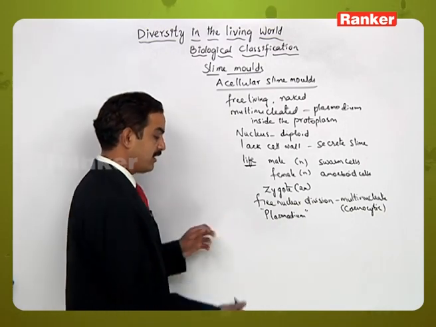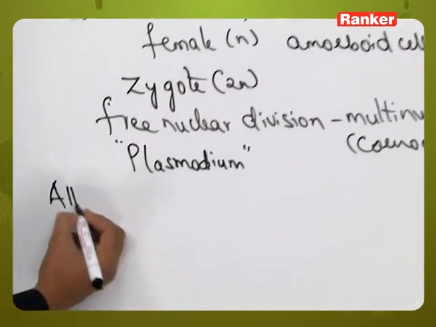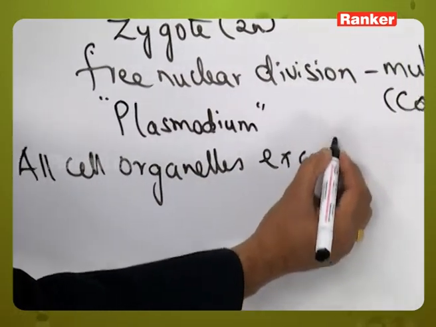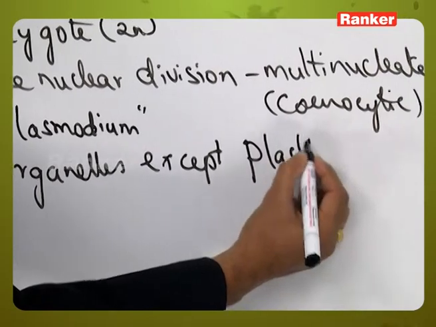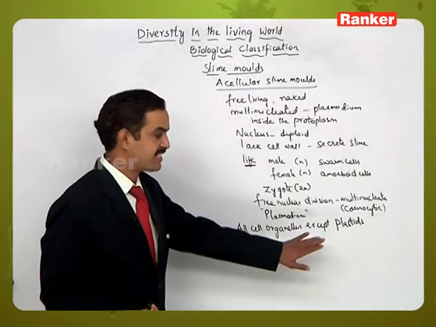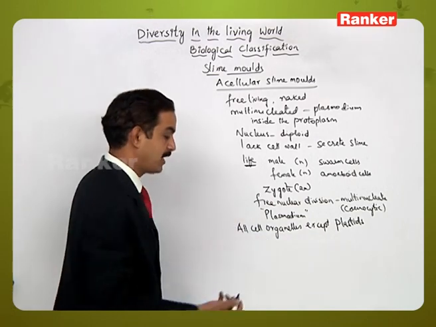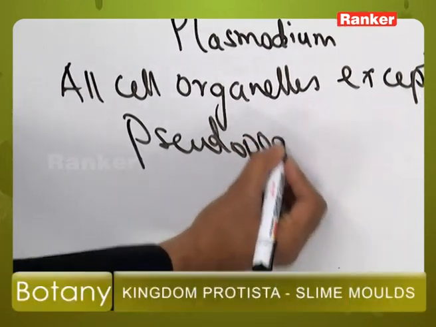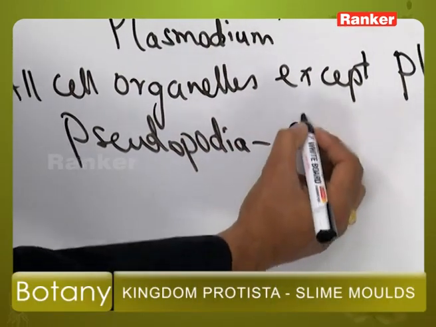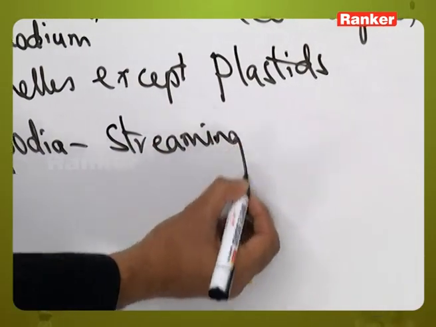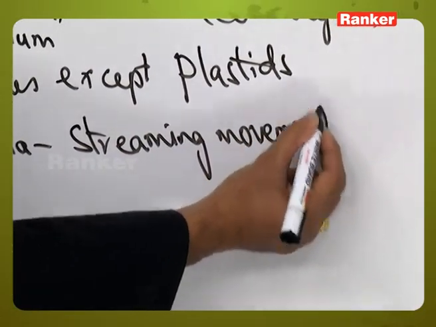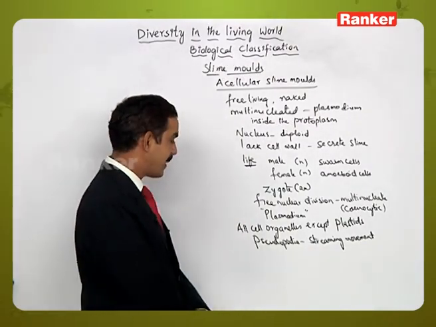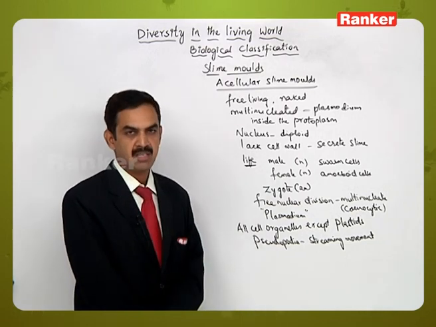And here the protoplasm contains all cell organelles except plastids, because they cannot prepare their own food materials. That's the reason why plastids are absent in them. And here they have pseudopodia. With the help of the pseudopodia, they will show streaming movement, and the entire body will show some movement. So this type of movement produced by the pseudopodia is called a streaming movement.